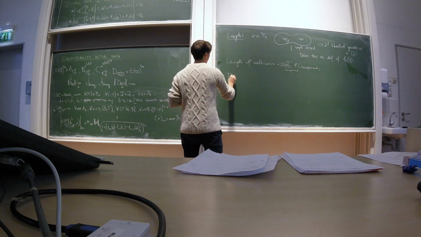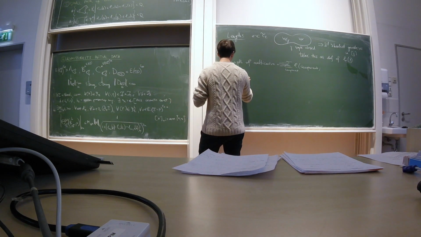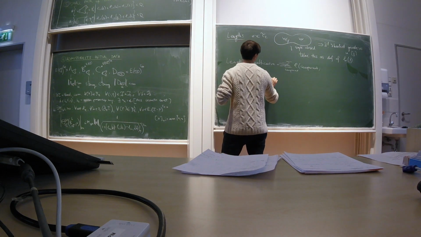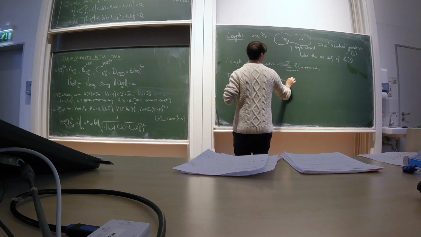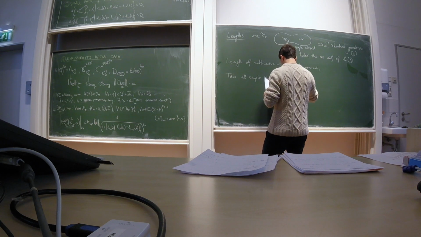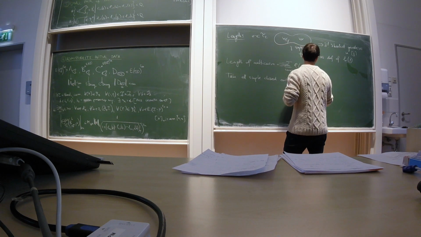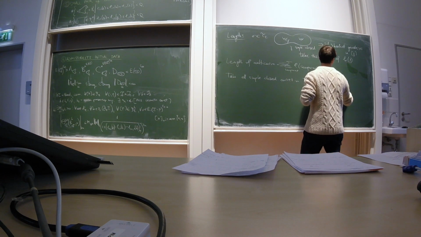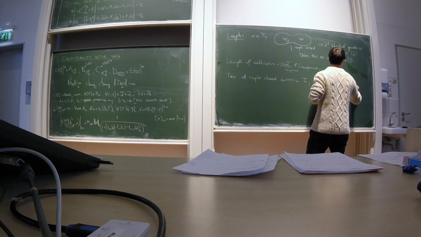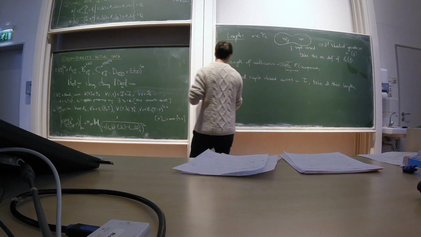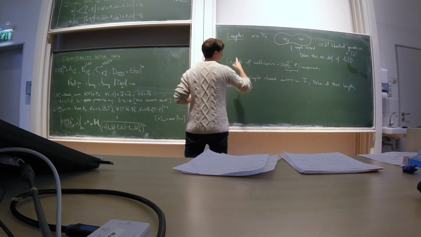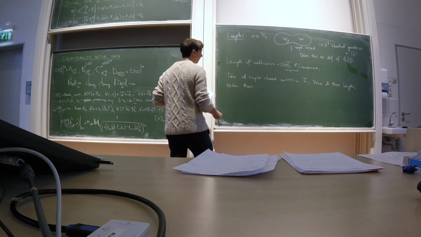Okay, now I want to take all simple closed curves in sigma, and then I want to take all their lengths. And I want to order them with respect to a fixed element sigma.